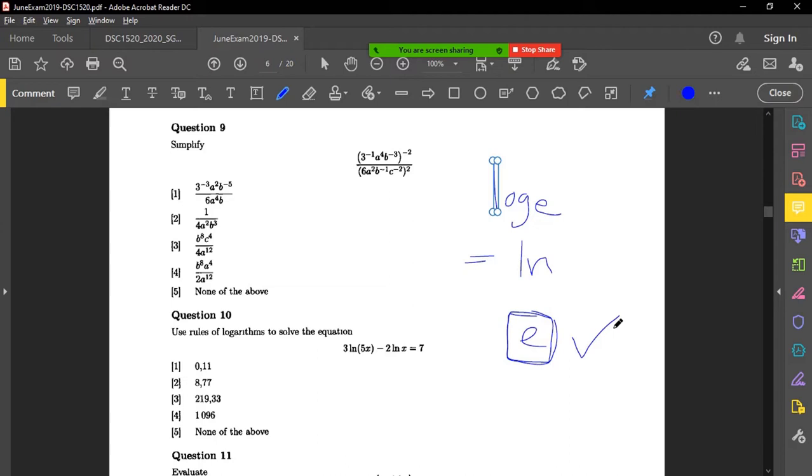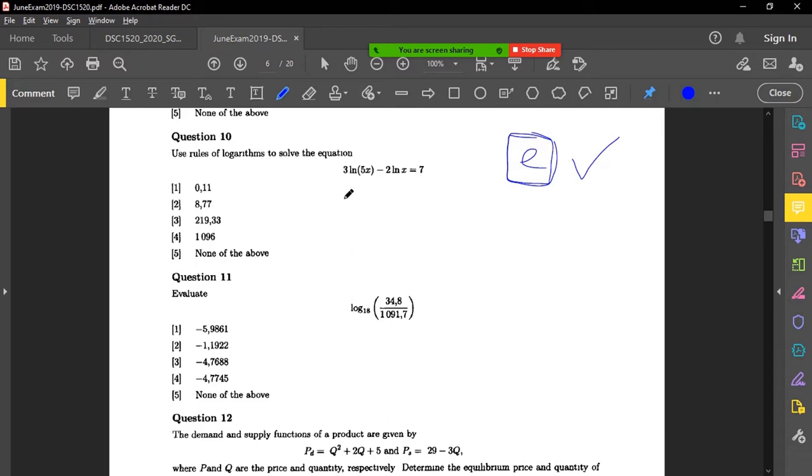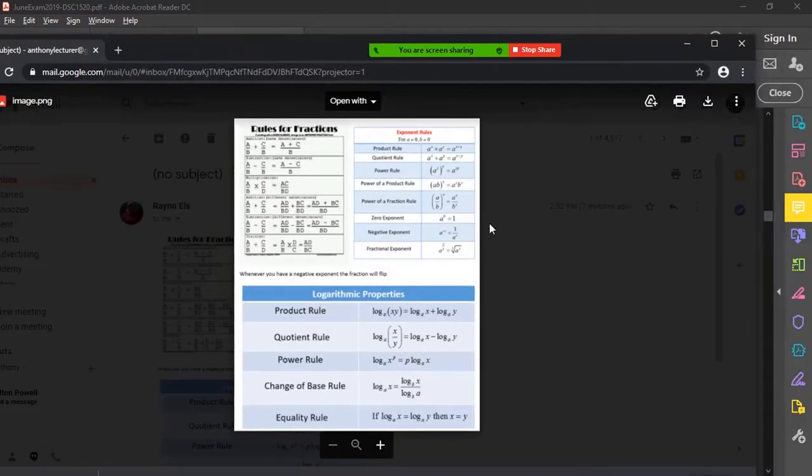Okay, anything else? What other questions from this exam do you struggle with? I wanted to look at question 10. That's basically just using those rules again. Yes, this is using that rule that you just emailed. Which rule would you use?